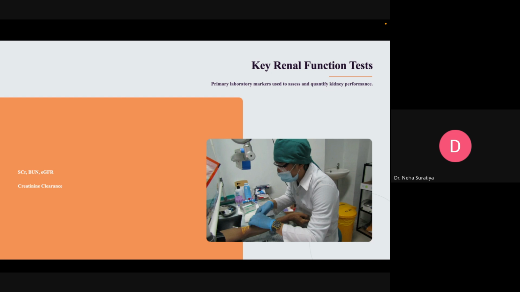First, we will understand some renal function tests. You need to understand the primary laboratory markers which are used to assess how exactly the kidney is performing. We have lots of things in this particular category, renal function test.